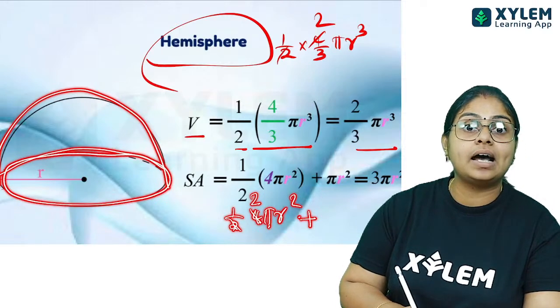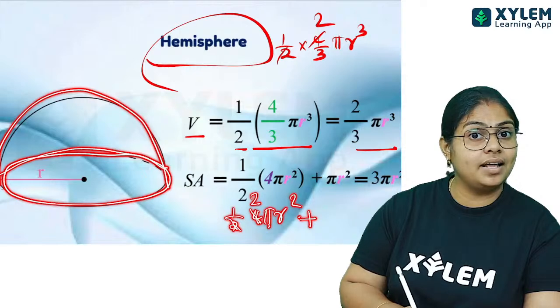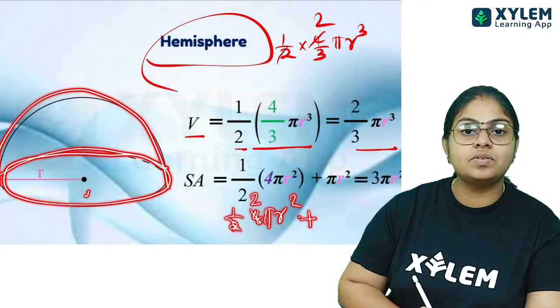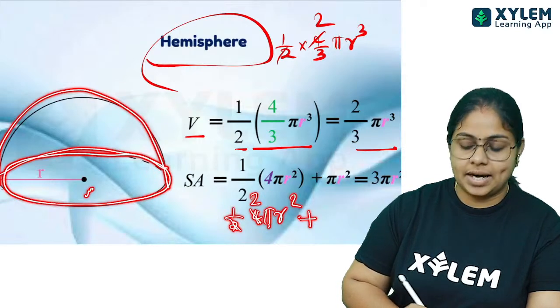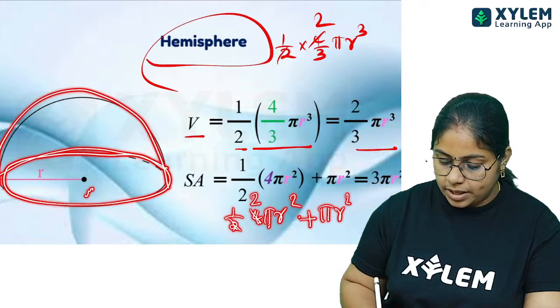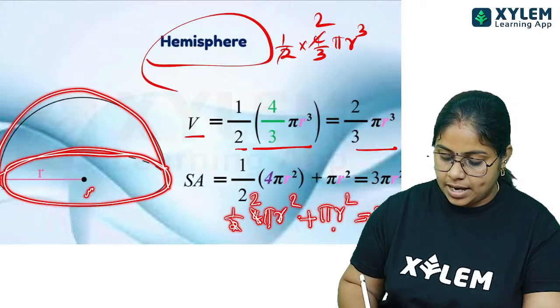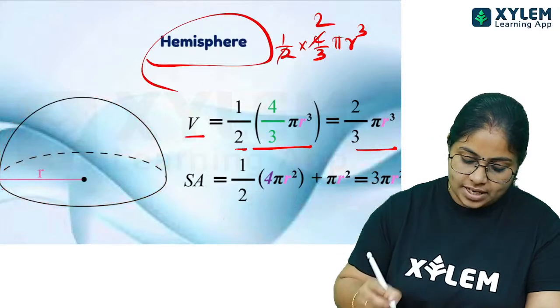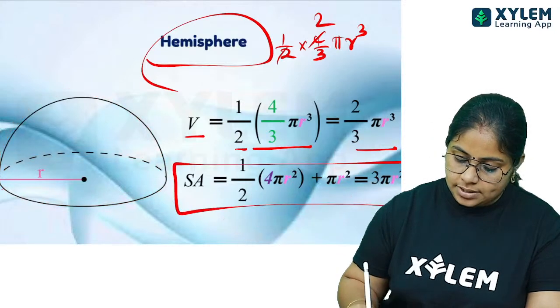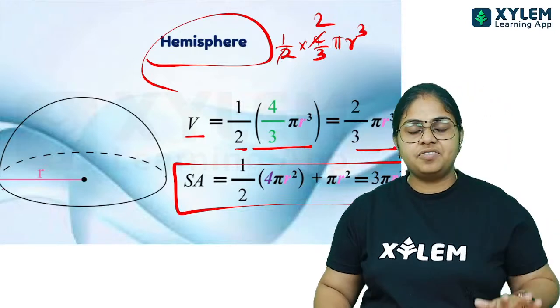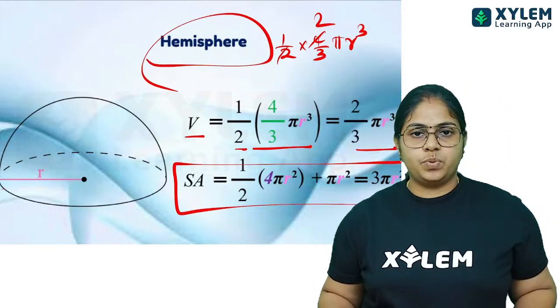What is the area of a circle? The complete circle, that is equal to pi r square. So totally, 2 pi r square plus pi r square gives 3 pi r square. So we can say 3 pi r square is the surface area of a hemisphere.